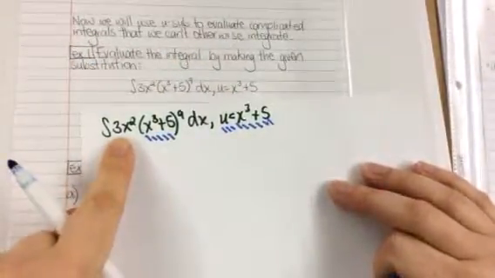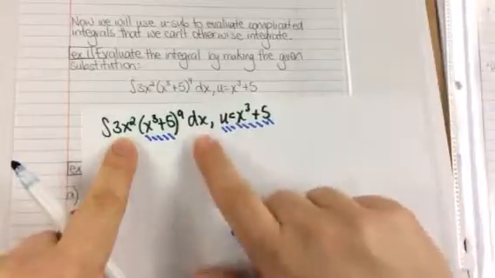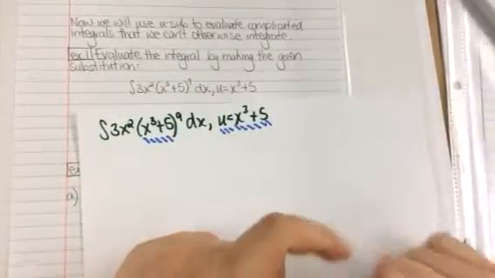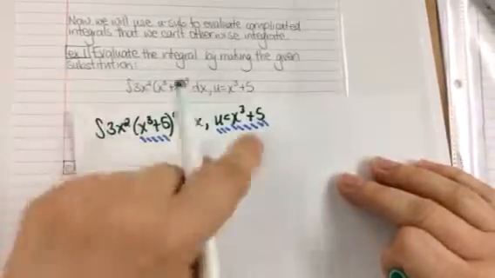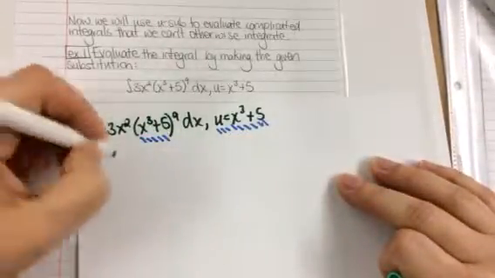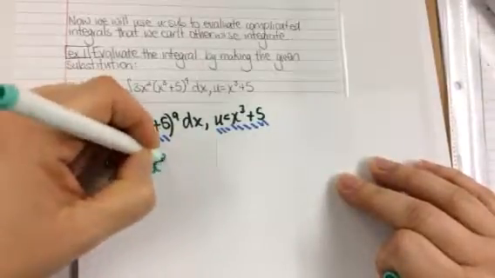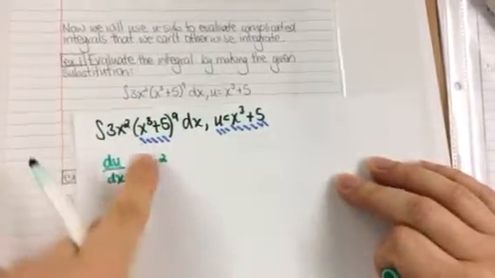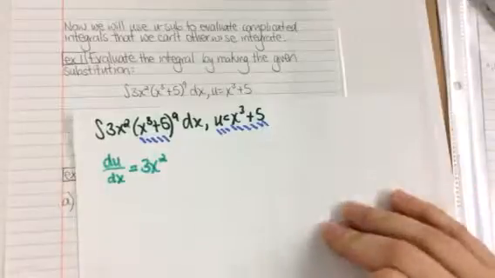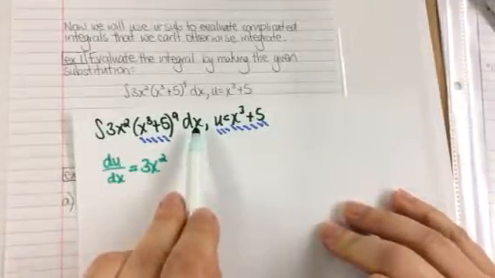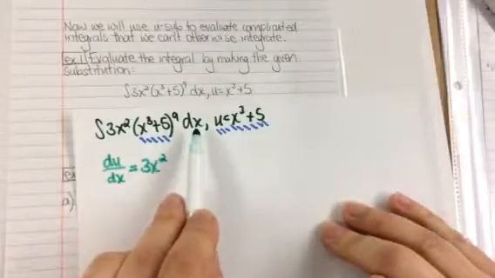But we can't have two variables, right? We need to figure out how to get rid of the x squared and the dx. So this is what we need to do. If u is x to the third plus 5, then the derivative of u would be 3x squared, right? Oh, look, it just happens to match up. How nice is that? Now, we also need to get rid of the dx, though. We don't want to integrate with respect to x. We want to integrate with respect to u.